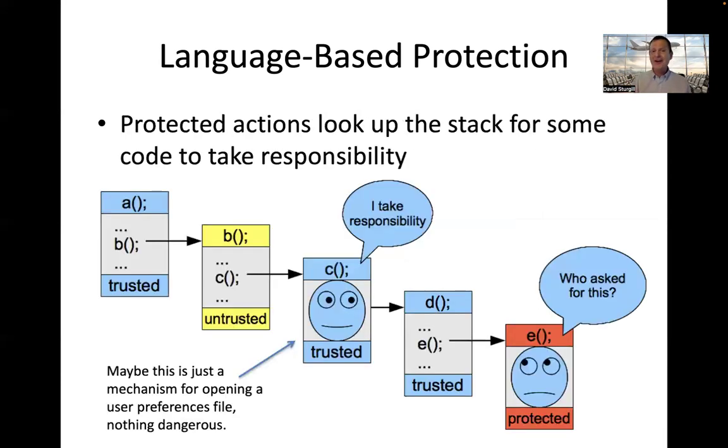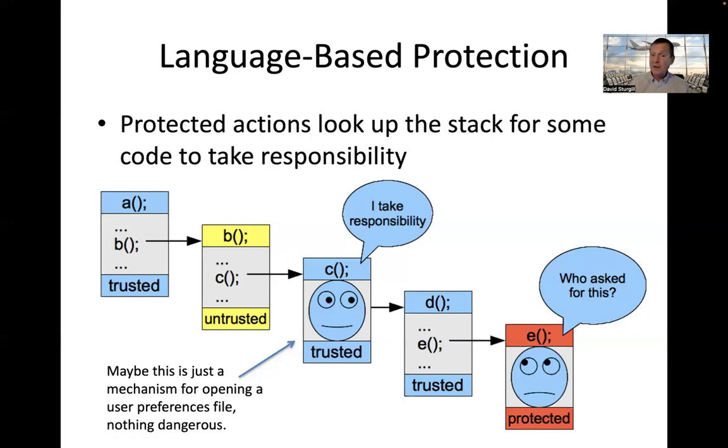I've got a picture here that shows kind of how you can think about this. It can look back up the stack and see if there's any trusted code that's willing to take responsibility for that action. That would let us create software mechanisms where even untrusted code could indirectly do protected actions. We're not just going to say no just because some untrusted code indirectly made this call. We'll look to see if there's some trusted code that's willing to take responsibility for that action. And if so, then the protected action can go ahead and execute.